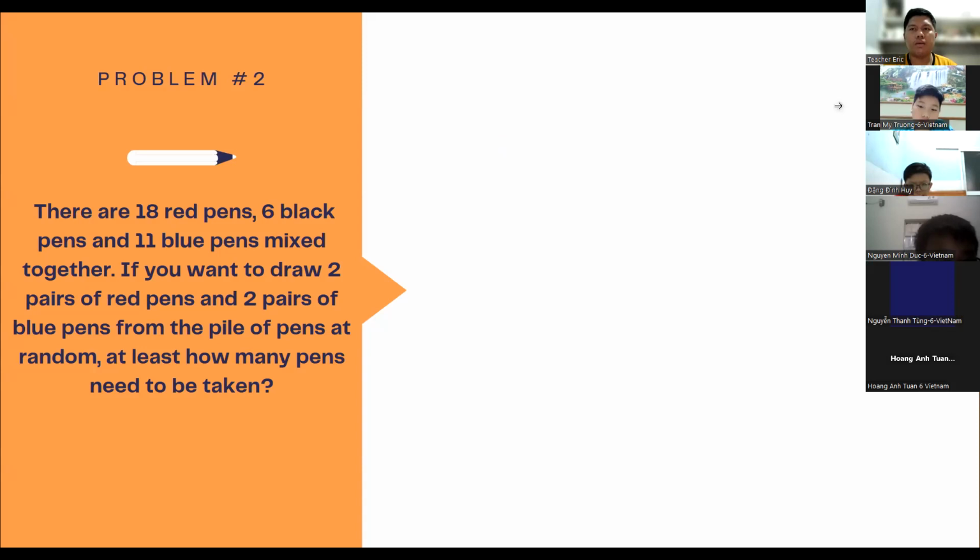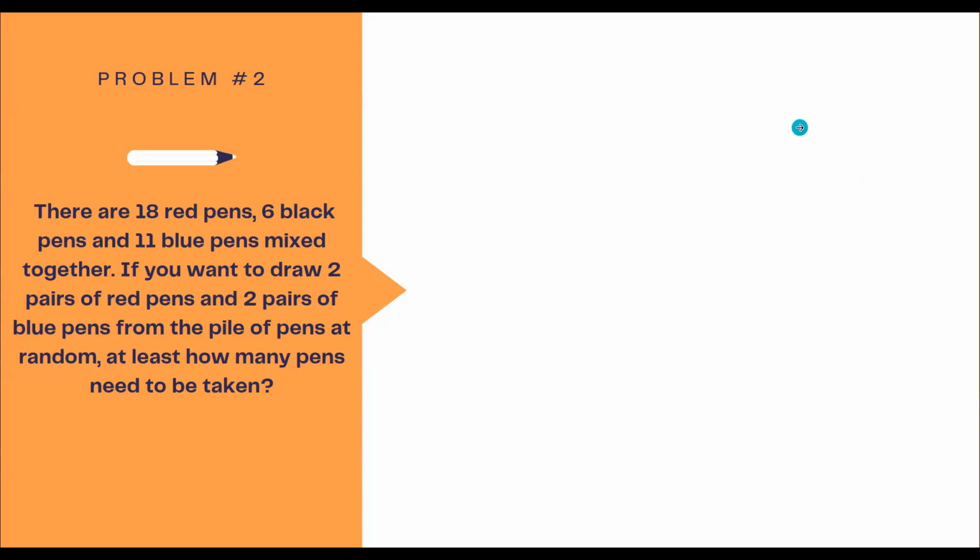Okay, let's answer this one. In answering this, you have to consider the worst case scenario. If you consider that, you can determine the least pens that need to be taken. For this scenario, you want to draw two pairs of red pens. What do we mean by two pairs? It means we need four red pens. Also we have two pairs of blue pens, meaning we need four blue pens.